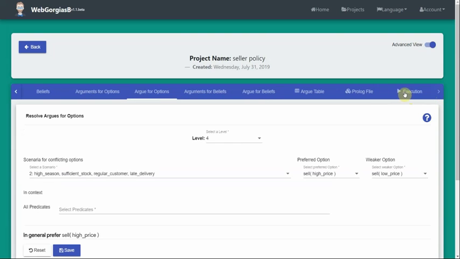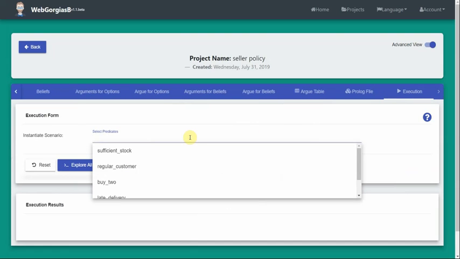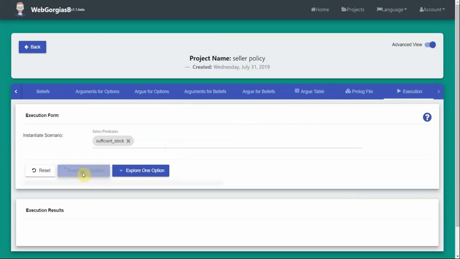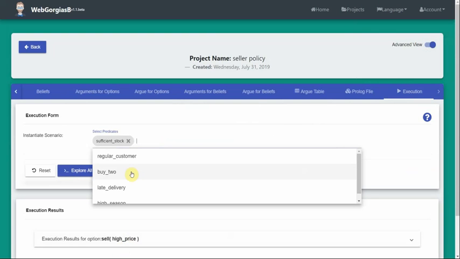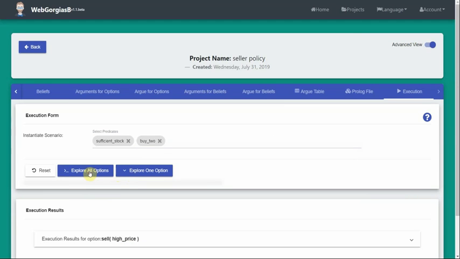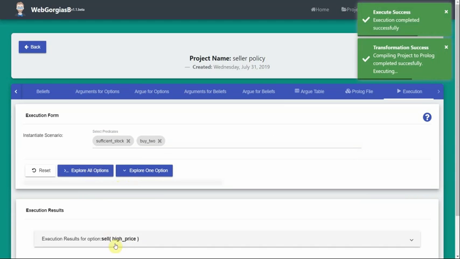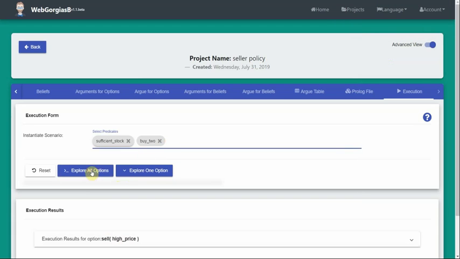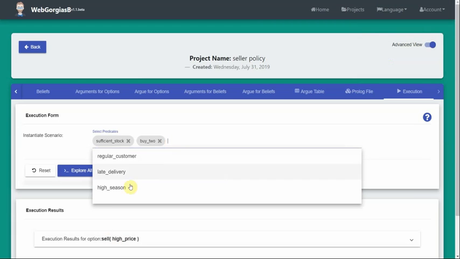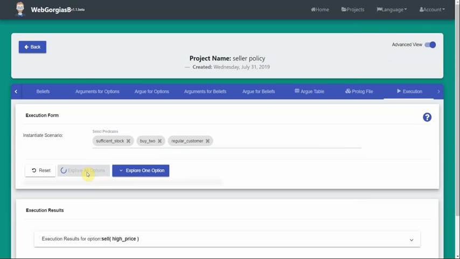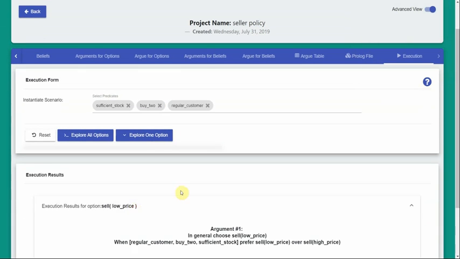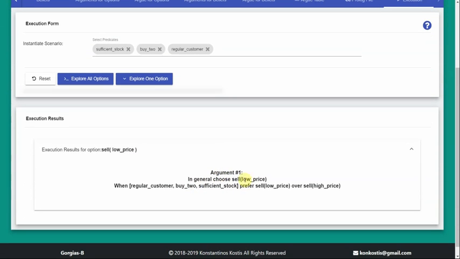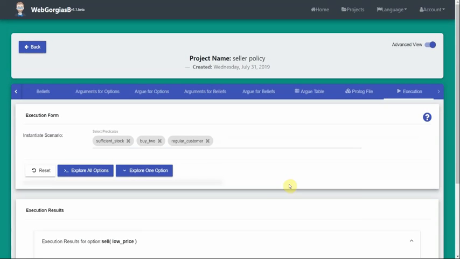Now if I go to the execution pane here, I can test my policy. So what happens when I have sufficient stock? I prefer to sell at high price. However, if someone buys two, let's see again, I want to sell at high price because it needs to be a regular to unlock the second option. So now I have a regular customer who wants to buy two, and now the option is to sell at low price. And if you want, you can see the arguments here. In general, choose low price when a regular customer buys two in sufficient stock.